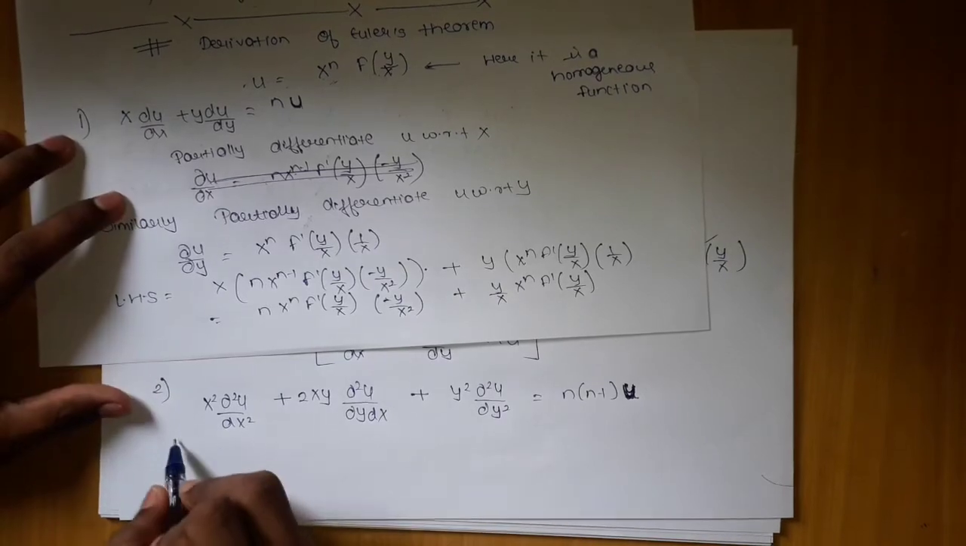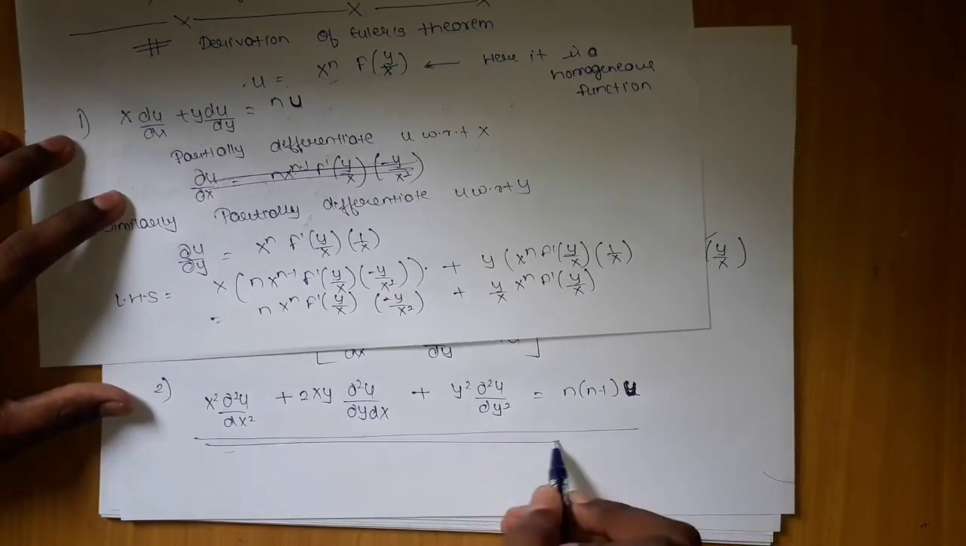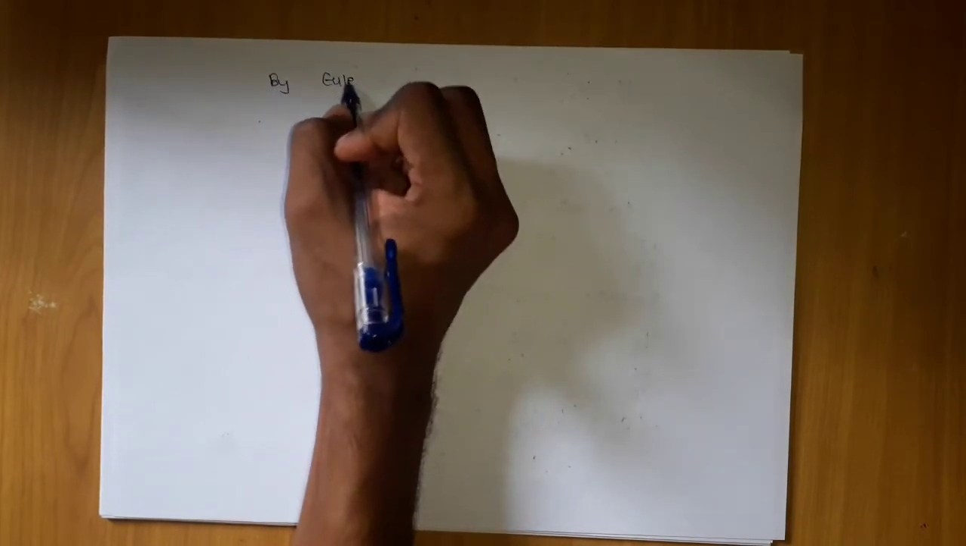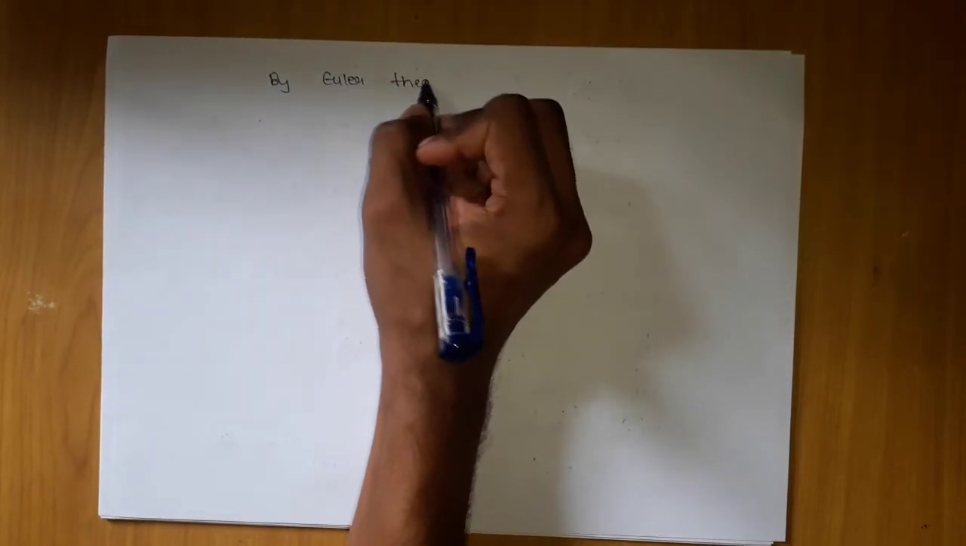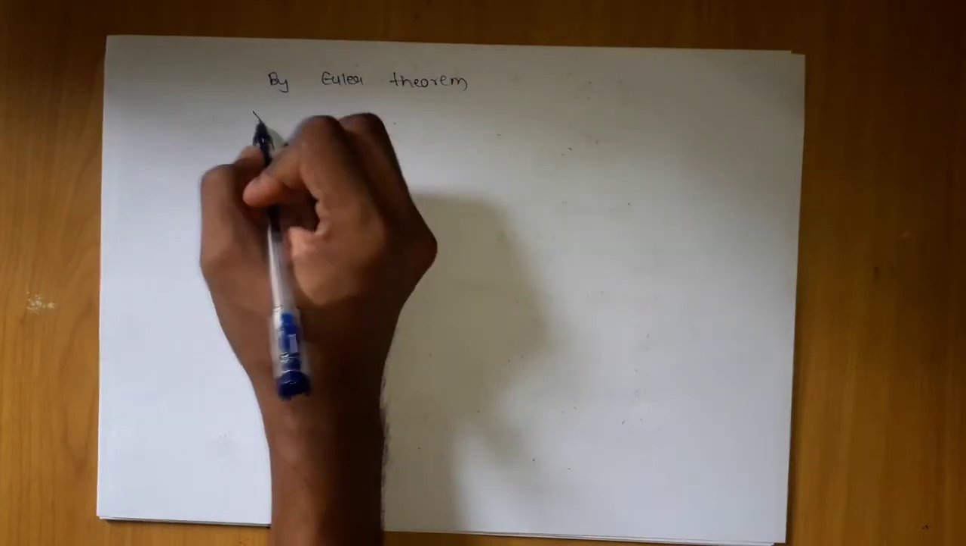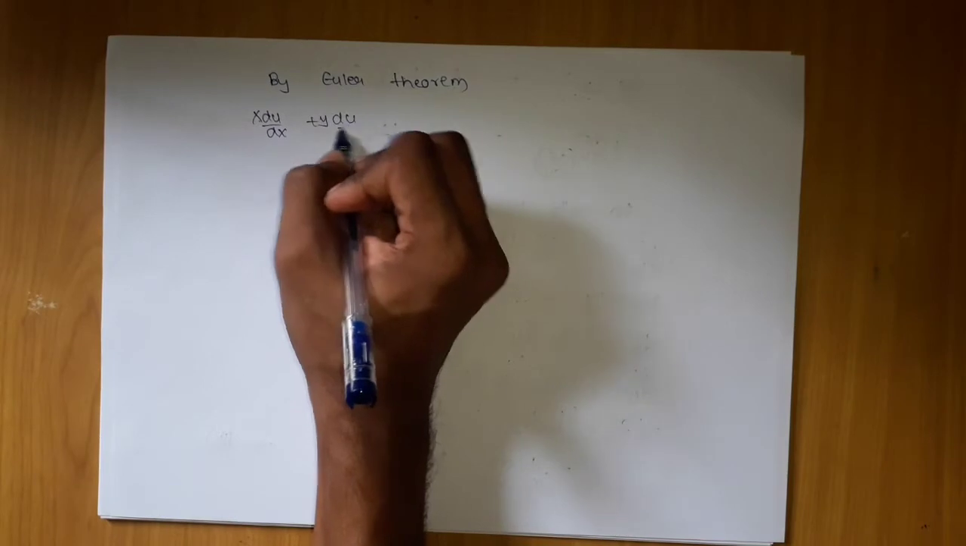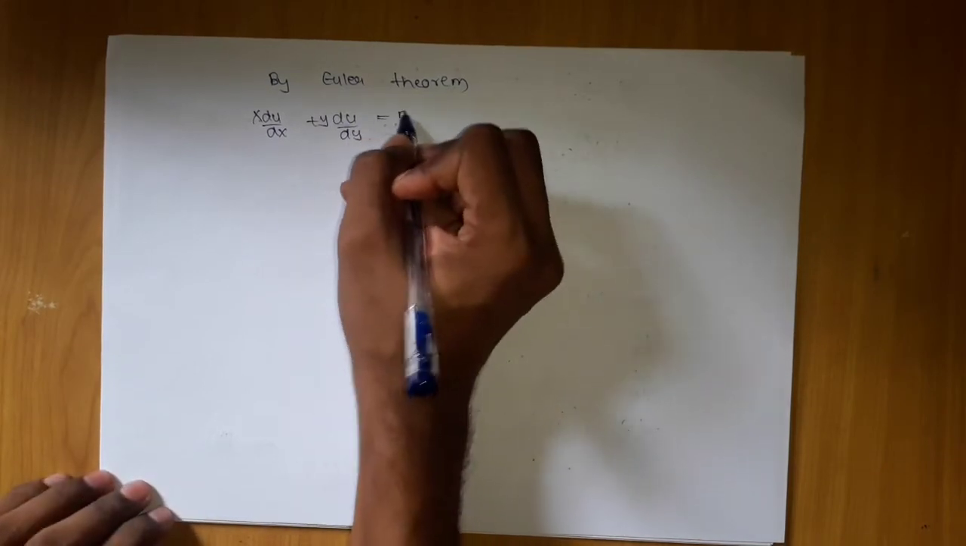Now we have to derive this formula. Derivation is not that important. You should know the formula. If you remember the formula, you will get your answer correctly. Now, by the first Euler theorem, which I derived earlier, I know x ∂u/∂x plus y ∂u/∂y equals n times u.